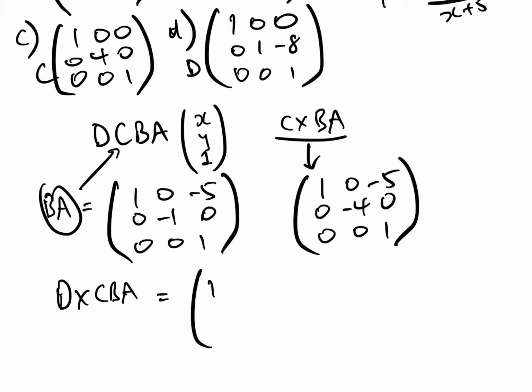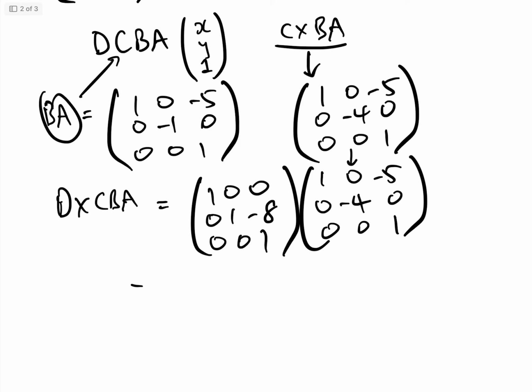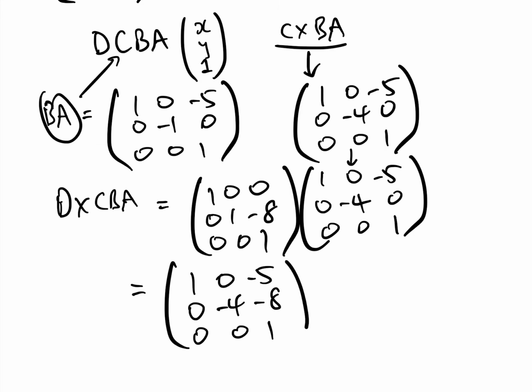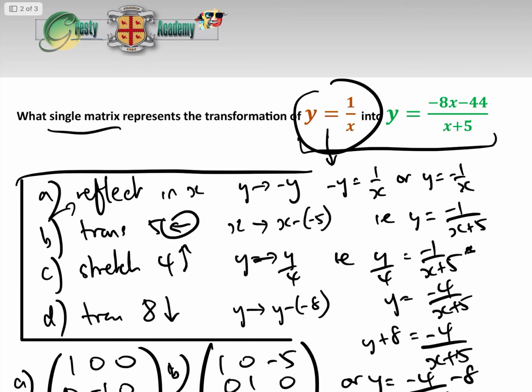That one is 1, 0, 0, 0, 1, minus 8, 0, 0, 1. That's D there, multiplied by this product here, 1, 0, minus 5, 0, minus 4, 0, 0, 0, 1. And that gives us the answer, which is 1, 0, minus 5, 0, minus 4, minus 8, 0, 0, 1. And that is the single matrix which represents this transformation here.